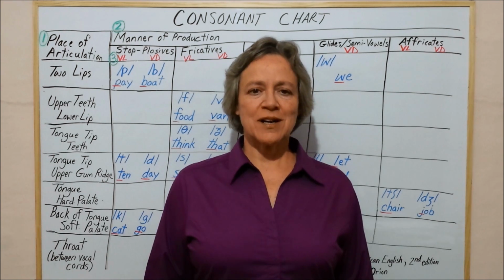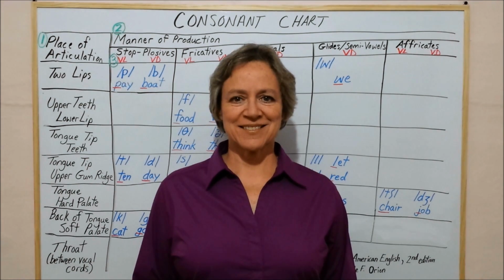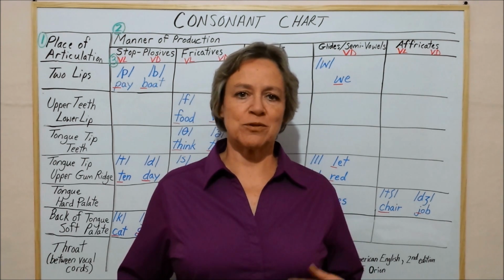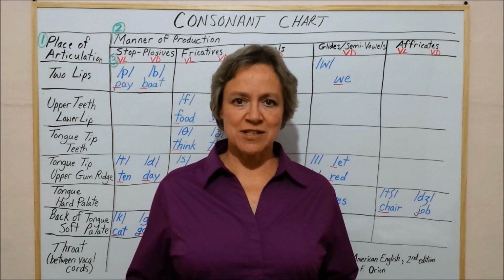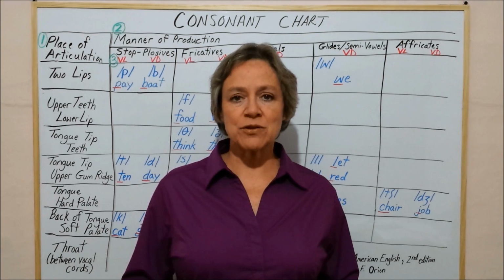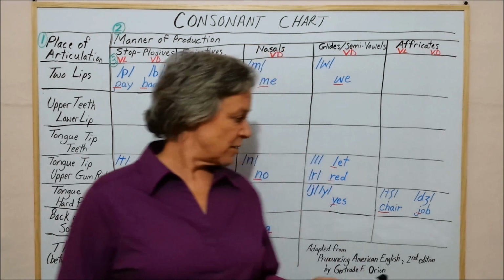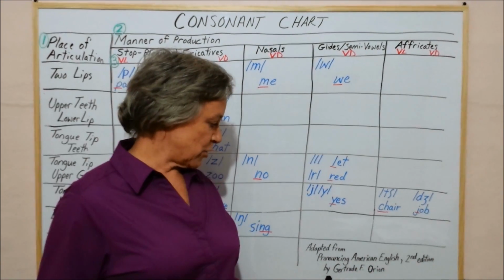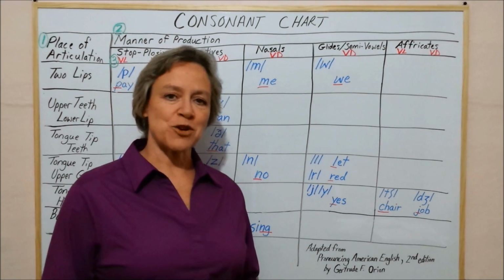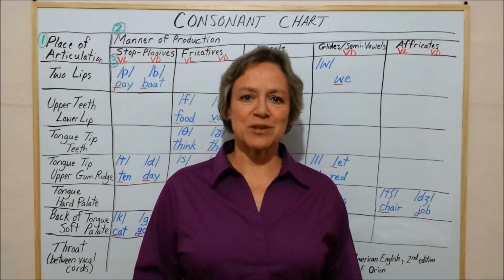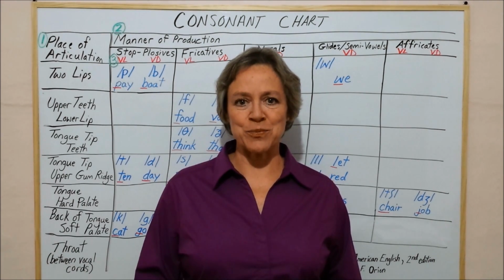This is part 2 of the consonant overview of American English pronunciation. I would like to show you a consonant chart now. This chart will help to show you how to produce each consonant sound. There are many consonant charts available in textbooks and on the internet. I have adapted this particular one from the textbook Pronouncing American English, 2nd edition, by Gertrude F. Orion. So if you'd like more information, you can take a look at that textbook.